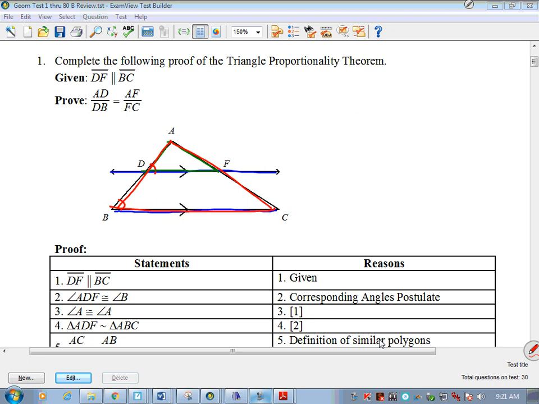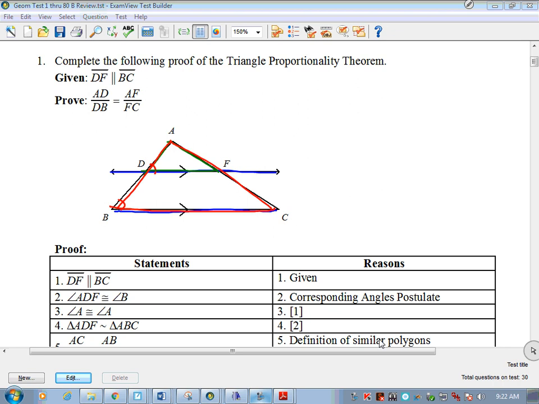If I have a part of a figure that's congruent to the exact same part, what is the terminology that we use there? It's what? Angle A is congruent to angle A. What terminology, what proves that? What's my reason? They're the exact same thing. So what were you saying, Erica? Reflexive, right? That's the reflexive property.